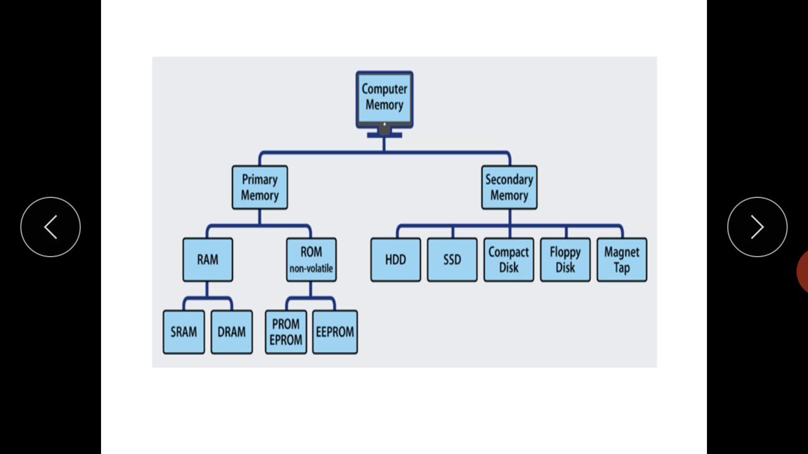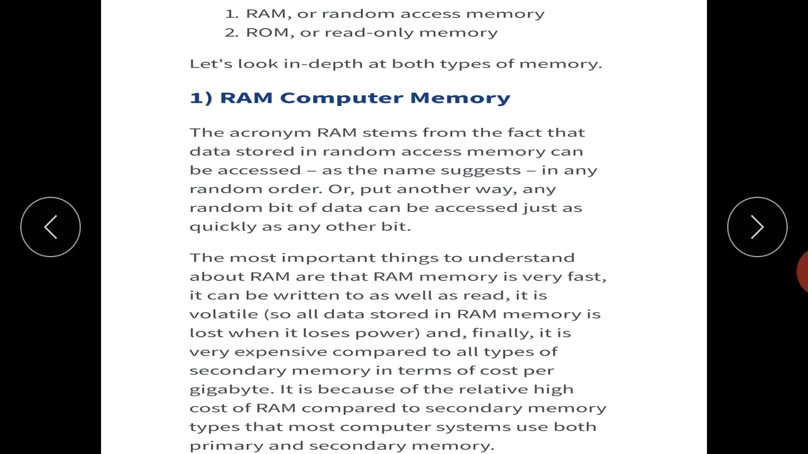in this chapter only. In secondary memory, there are some devices. Those are storage devices used to store the data permanently. Mainly hard disk drive, compact disk, SSD, floppy disk, magnetic tape, etc.